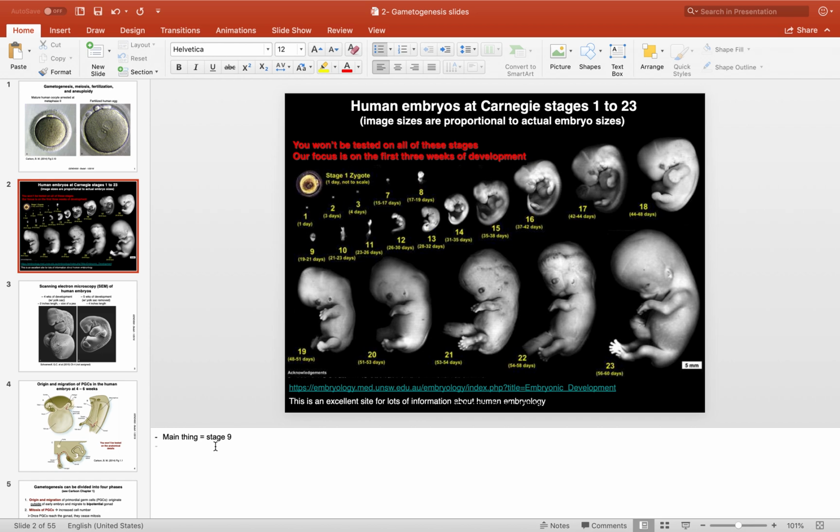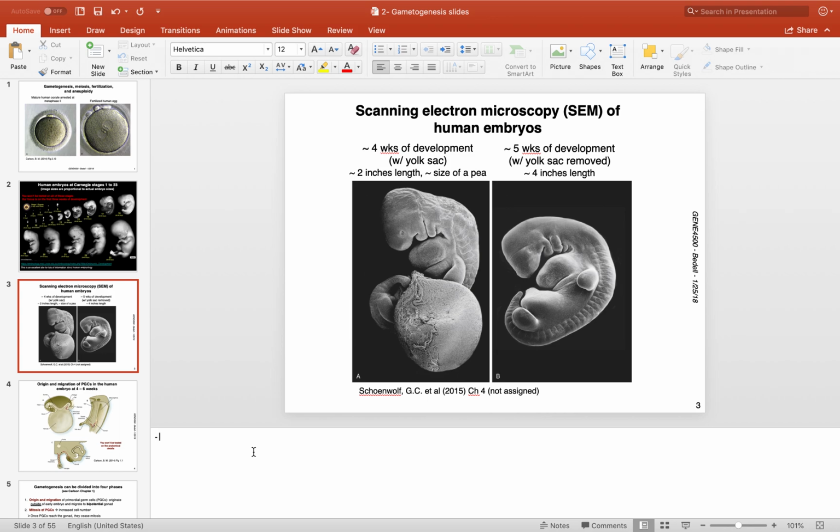But where I want to start is about here. Actually, between stage 12 and stage 13, because that's where gametogenesis starts. So remember, germ cells are a separate lineage from somatic cells. Somatic cells are all the other cells in the embryo or fetus or adult that are not germ cells. Okay. So here's the embryo, 4 weeks. Look at the size, it's really small.